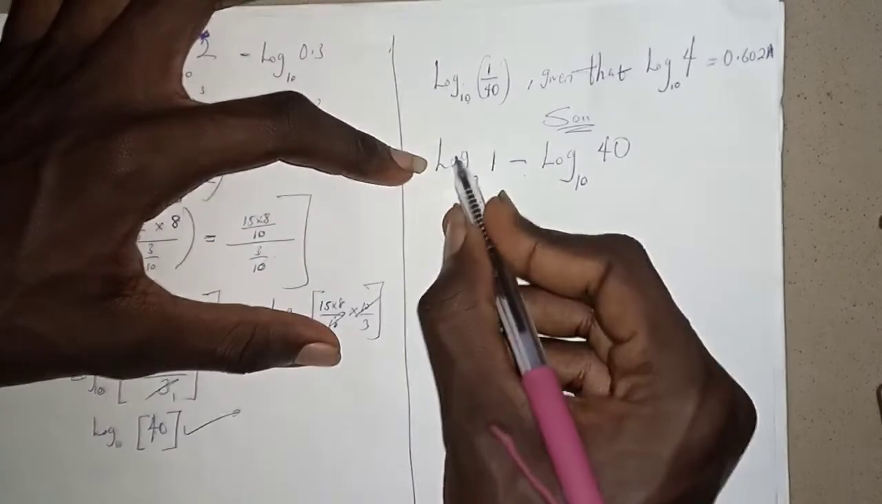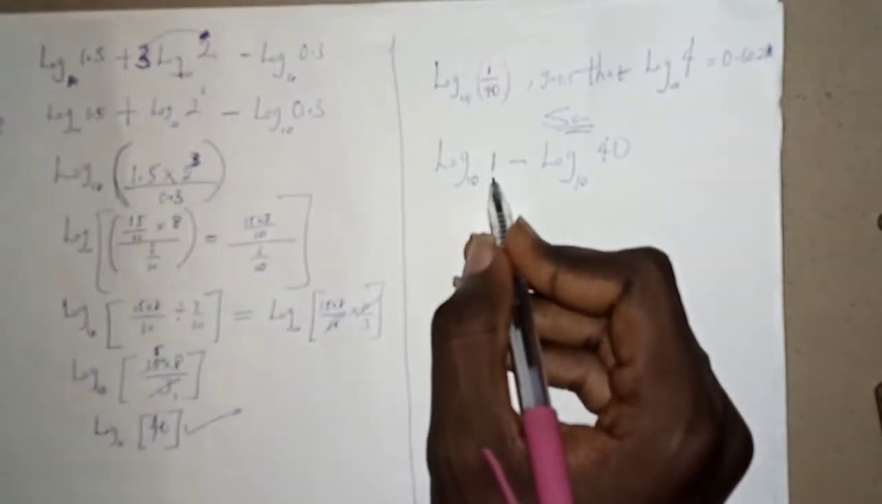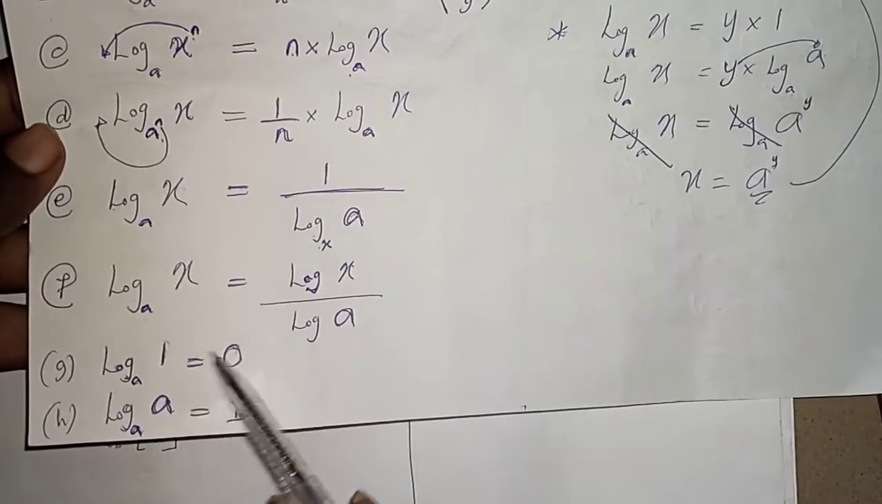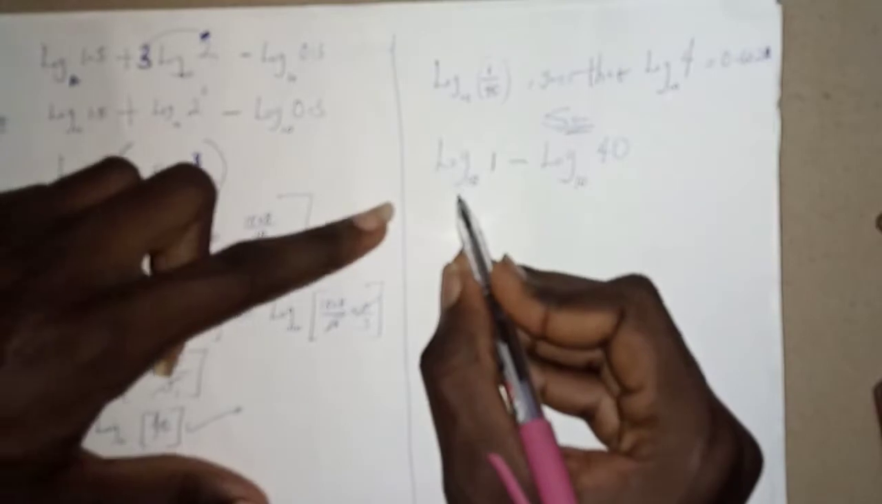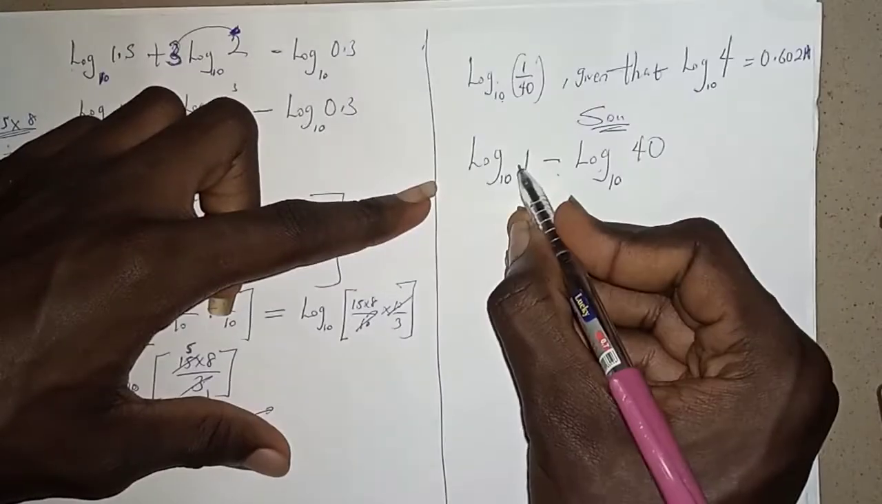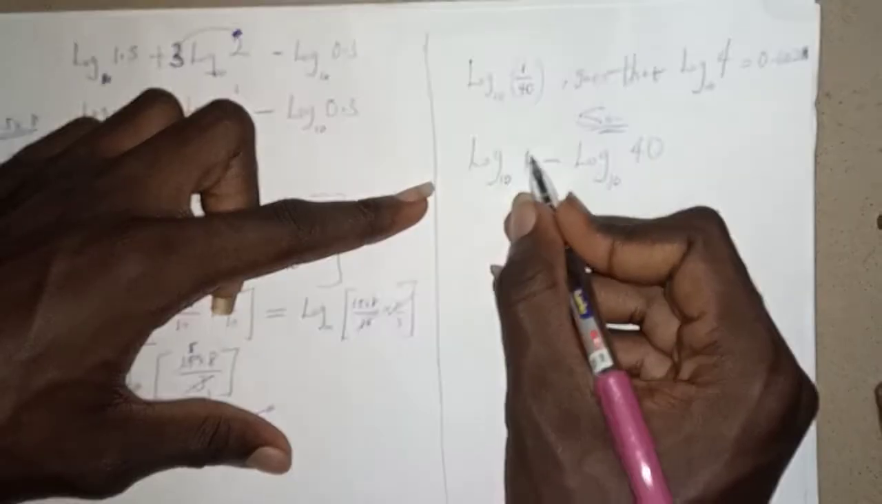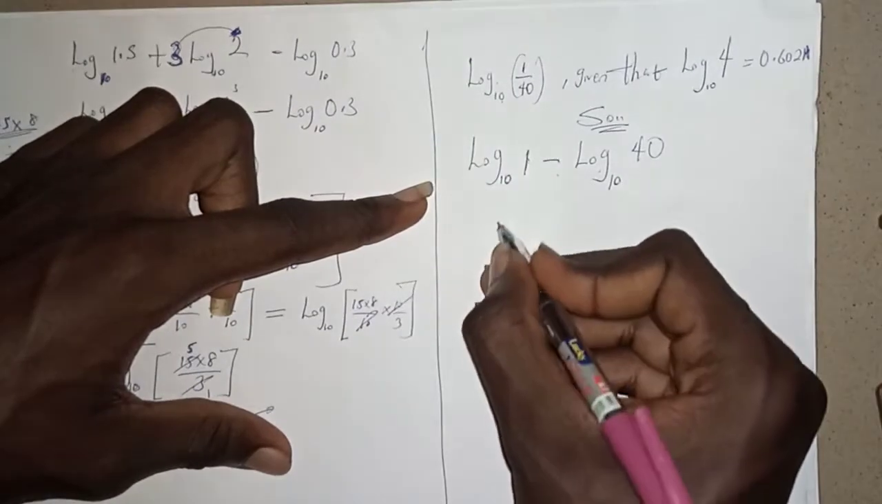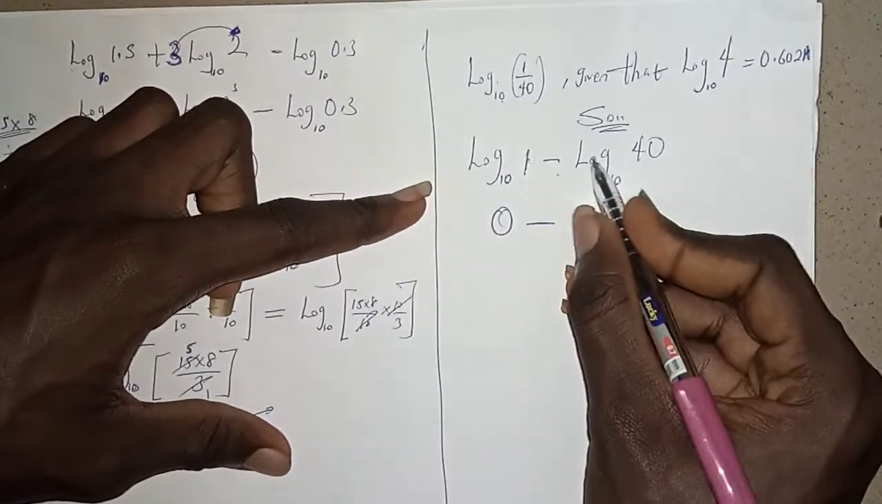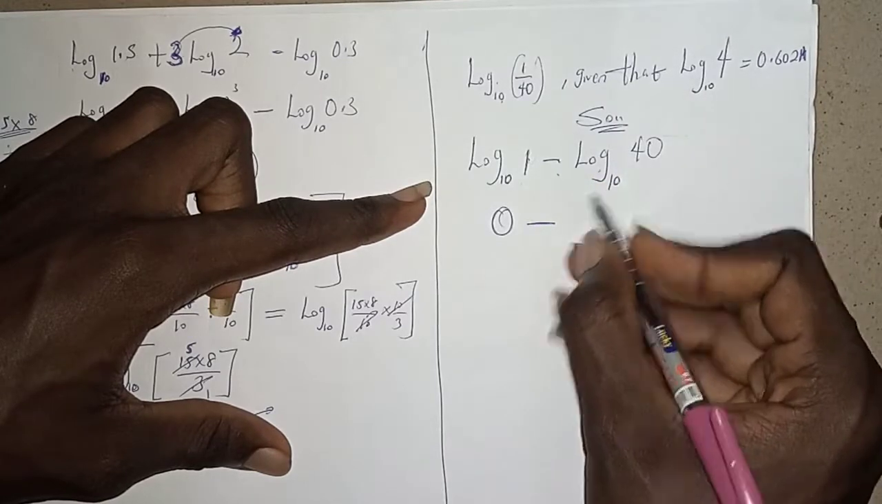So from this case, what's logarithm of 1? That is part of the laws of logarithm I actually stated. Logarithm of 1 is always 0, which simply implies that this 1 is 10 raised to the power of 0. The 0 comes down, so that's 0 times log 10 base 10. That's 0 times 1, and that gives us 0. Minus, here in this case, what's logarithm of 40 to base 10?